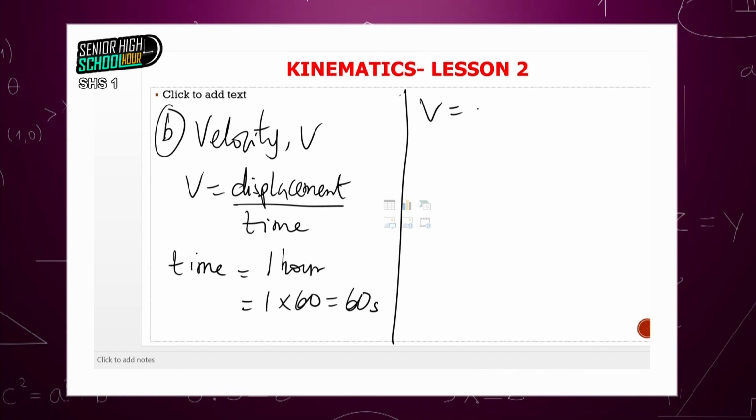Then we go back to the formula velocity equals displacement over time. From what we have done, we got the displacement to be 5. So 5 over the time, which is 60. So 5 divided by 60, and that gives us 0.083 meters per second. That becomes the velocity of the car or the body.